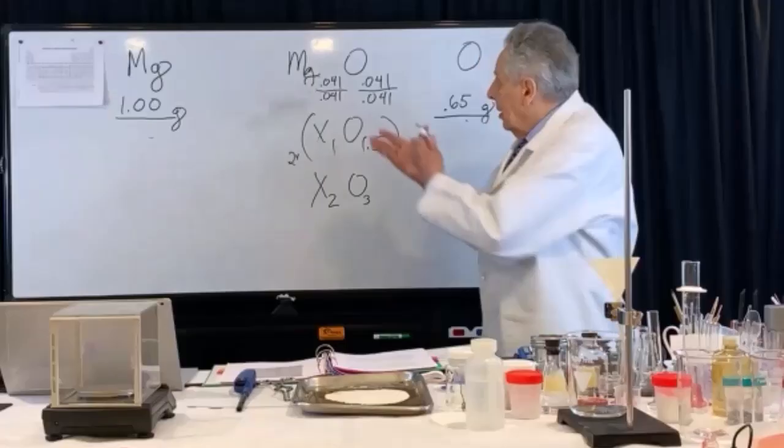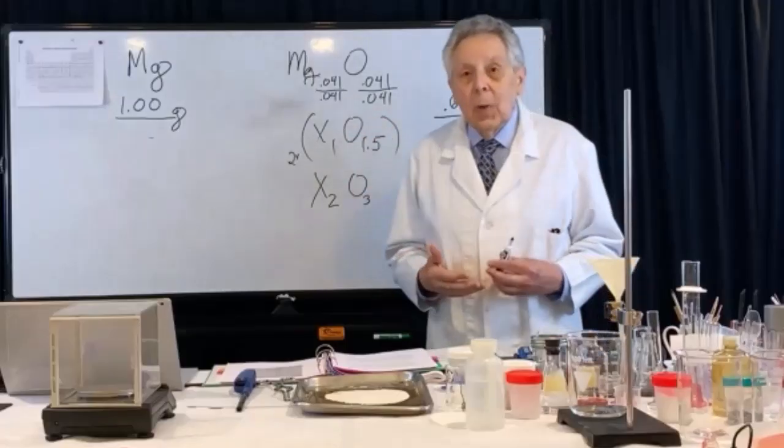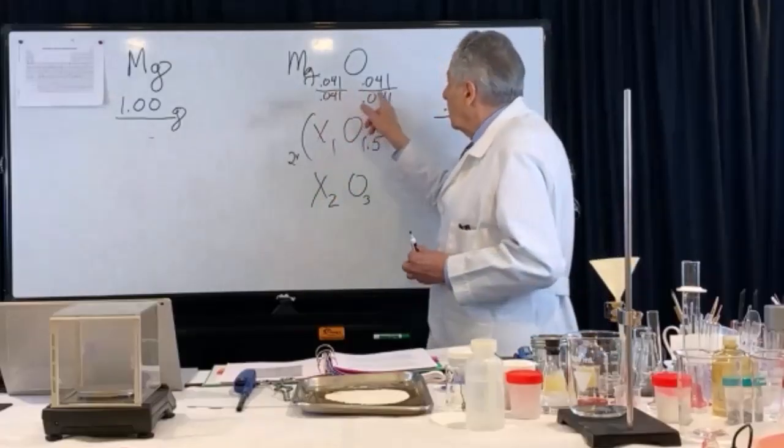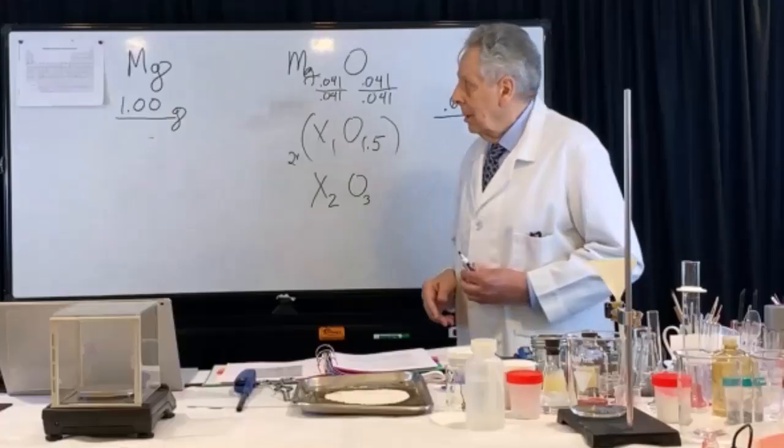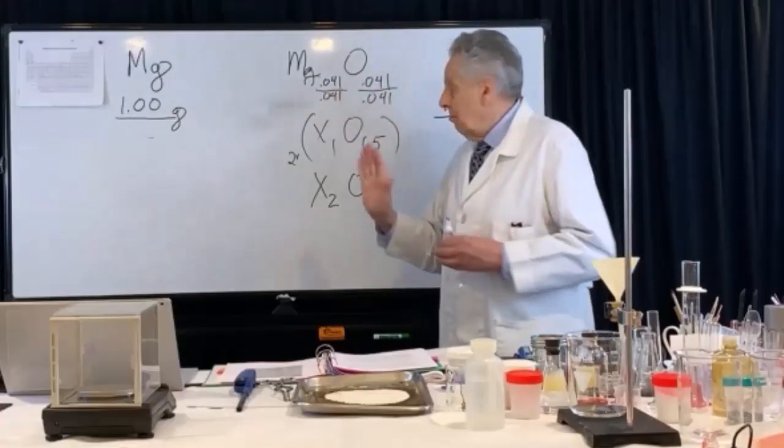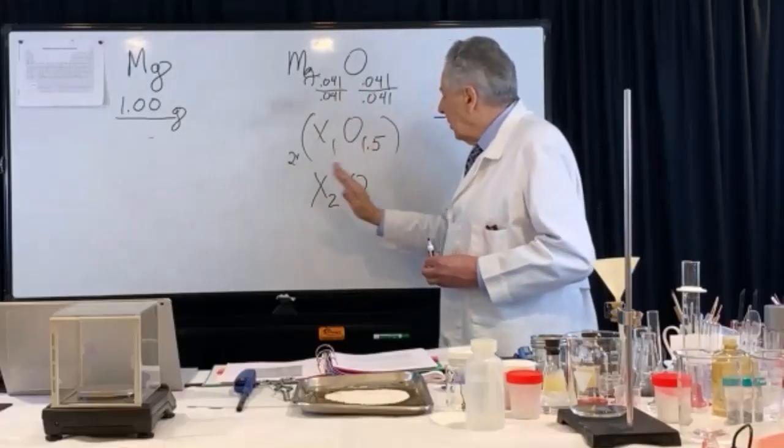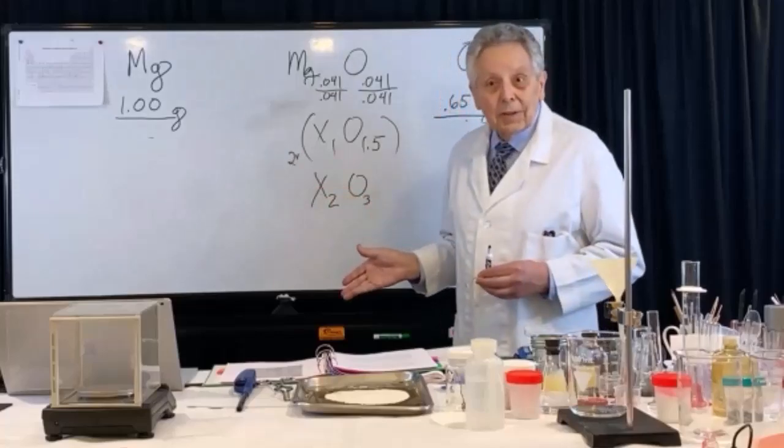Empirical formulas: you change the mass into moles. Put the moles into the formula. Divide by the lowest number to get nice numbers. And if your numbers aren't perfect, multiply so that they become perfect.